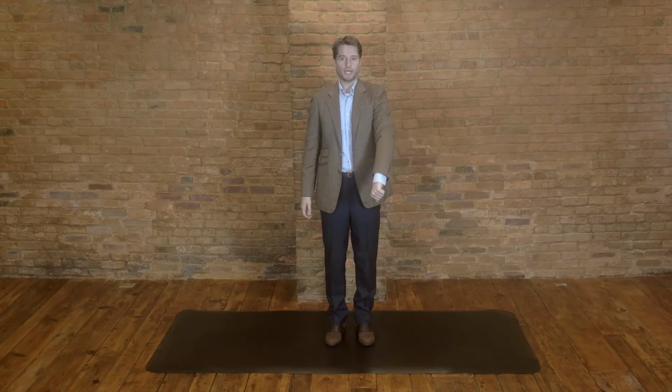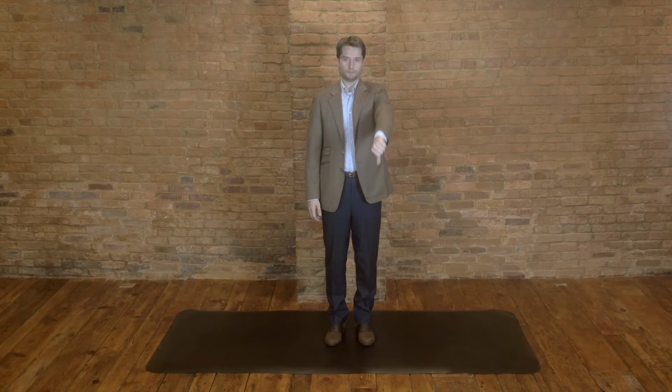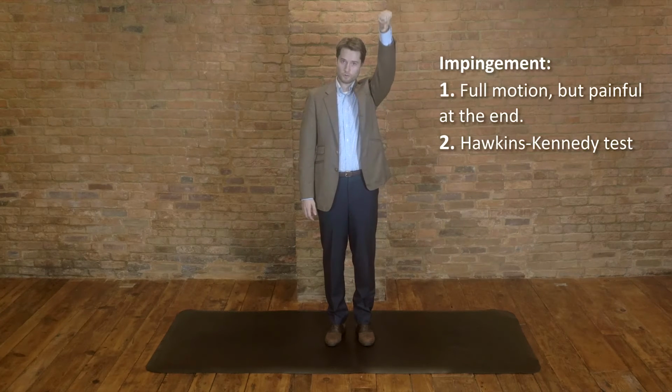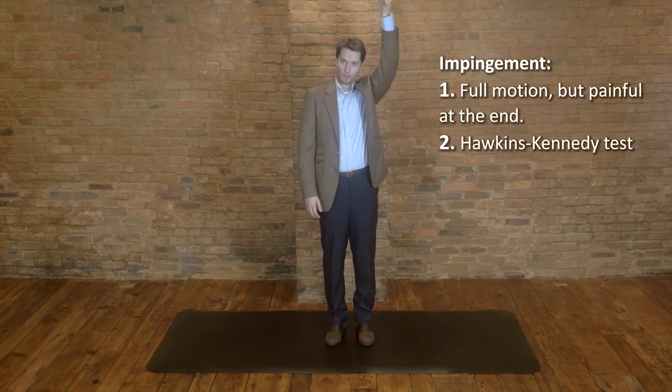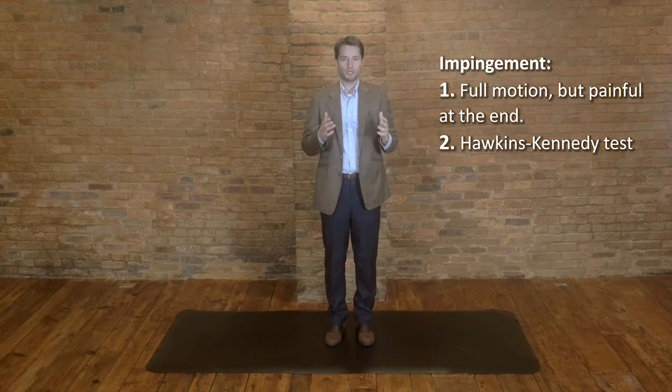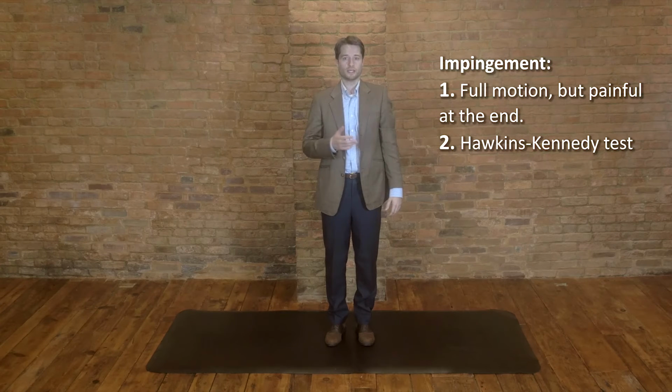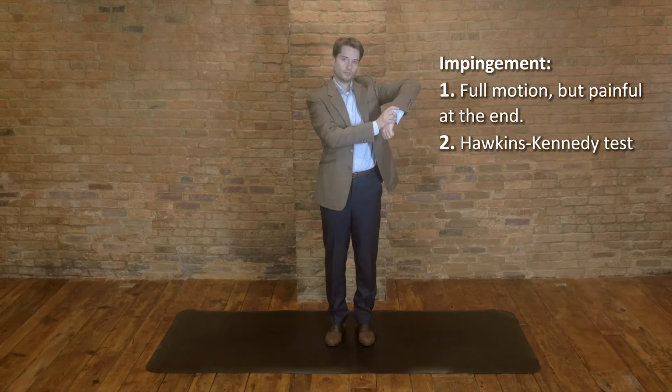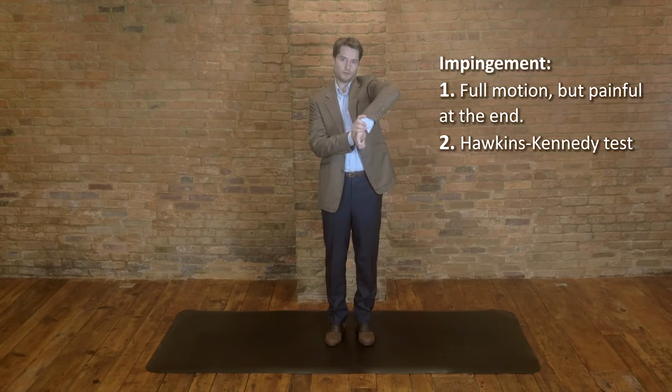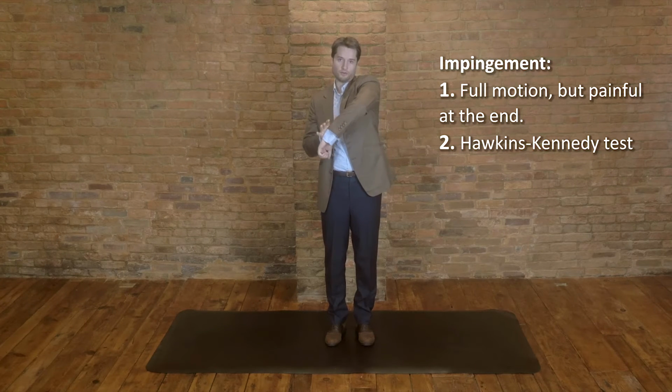The clinician could have the patient turn their thumb down and raise their arm in front of them as high as they're able to. If a person has full range of motion, but they feel a bit of discomfort towards the end of this motion, this could mean they have shoulder impingement or pinching within the joint. Shoulder impingement is also painful with what's called the Hawkins-Kennedy test, which involves this motion and pressing down on the forearm.